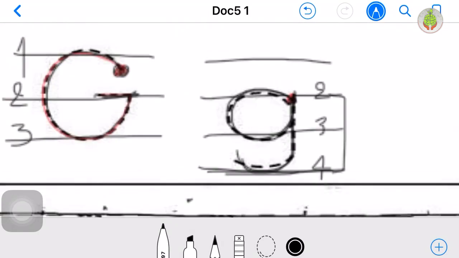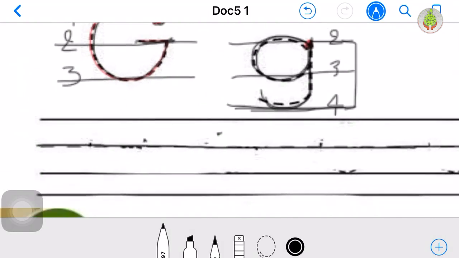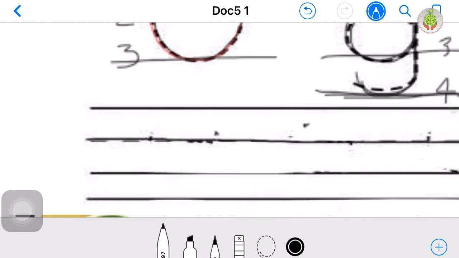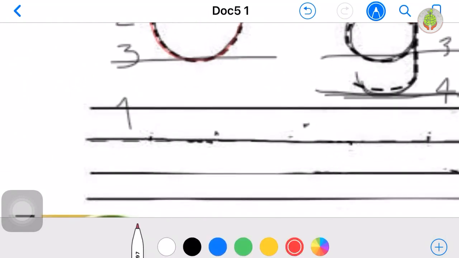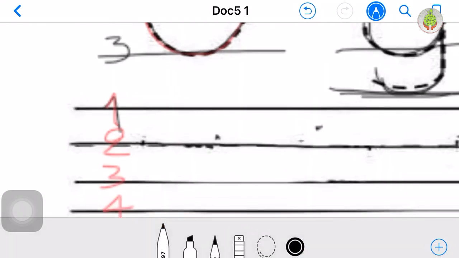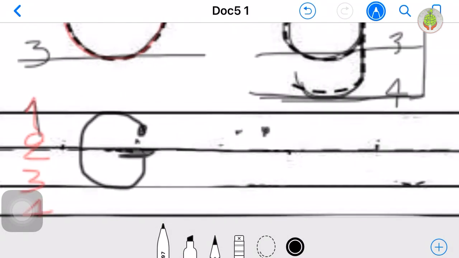What's the sound of the letter G again? It's G, G. Let's try to apply this on the lines. Okay, let's count the lines: one, two, three, four. We will start writing the capital G. As we said, we draw a dot. Then we try to draw a curved line. Like this. Okay. Let's try again. This is the capital G.